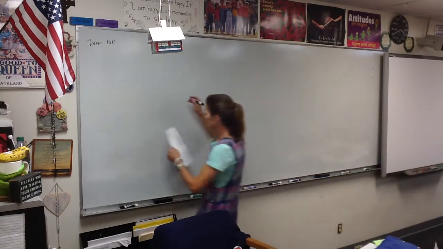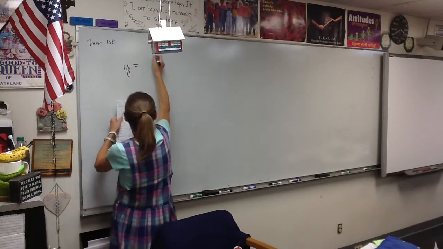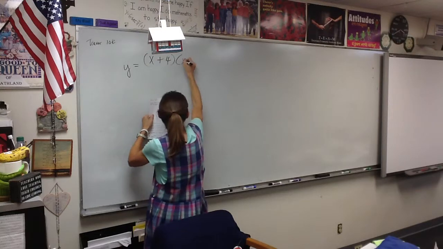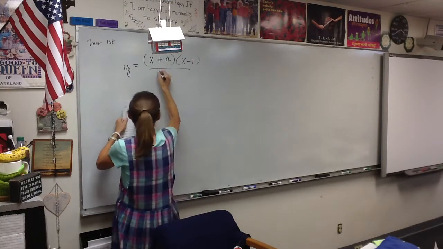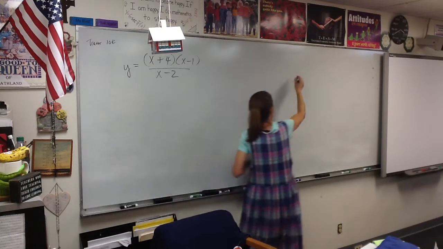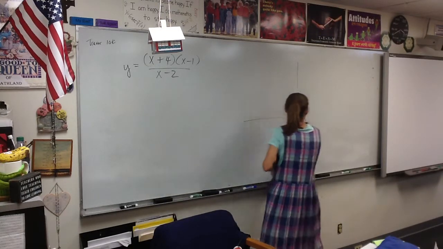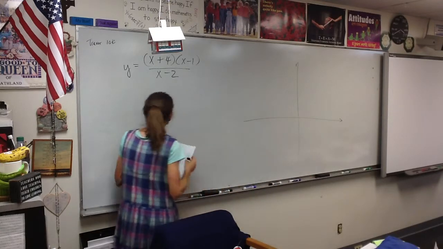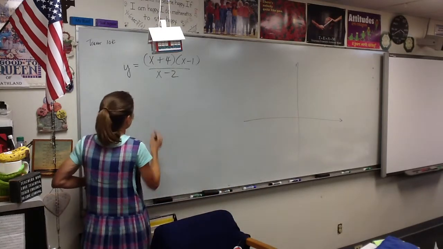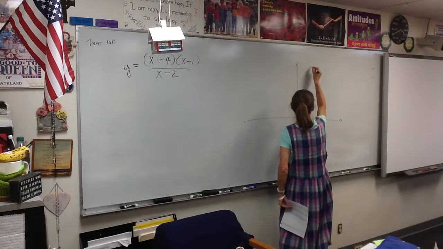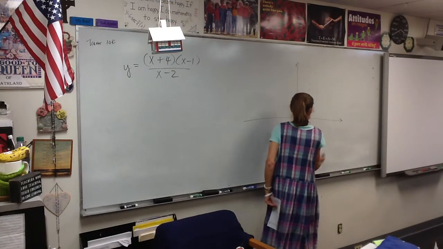So here we go. First thing I'm going to do is go ahead and factor right from the beginning. I notice nothing cancels, so I will not have any holes in my picture because nothing canceled out. However, I do have something in the denominator, so I will have a vertical asymptote at x equals 2.